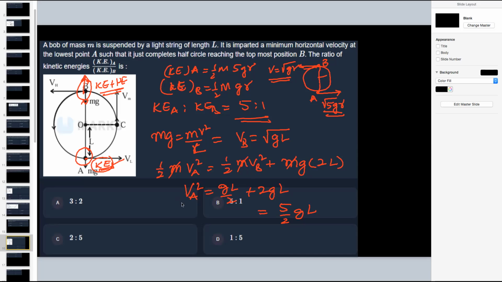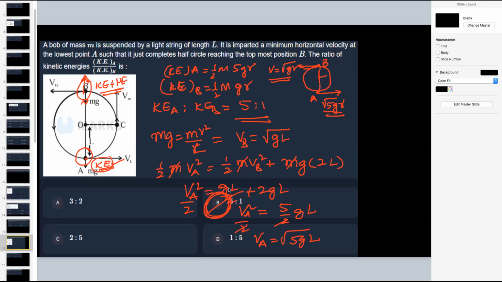This is v squared by 2 actually. v squared by 2 is 5gL. The 2 gets cancelled, so v equals root 5gL. The same result we used here. Now what is your answer? Yes.